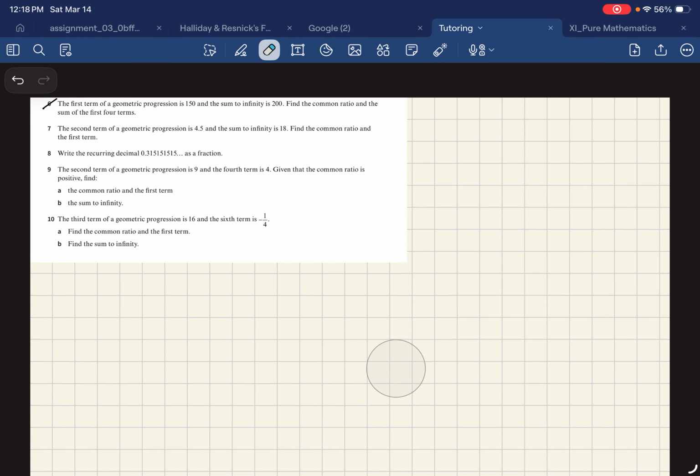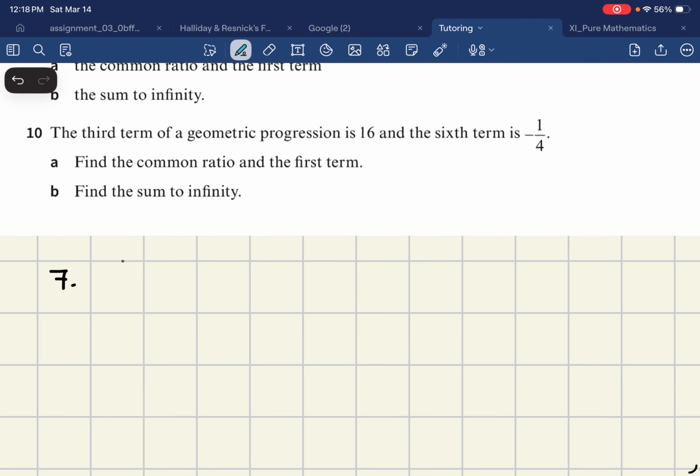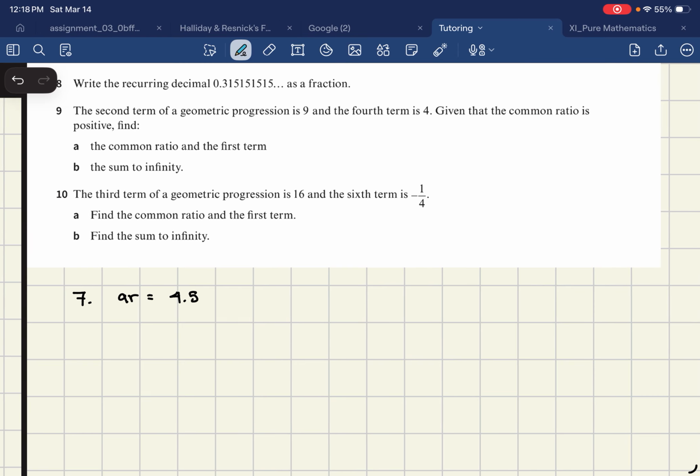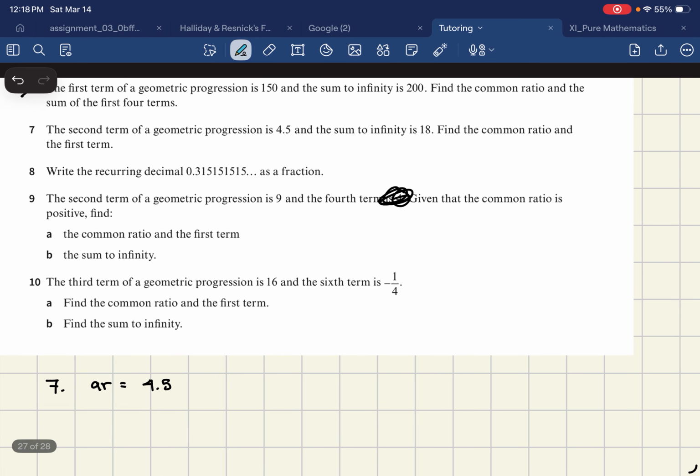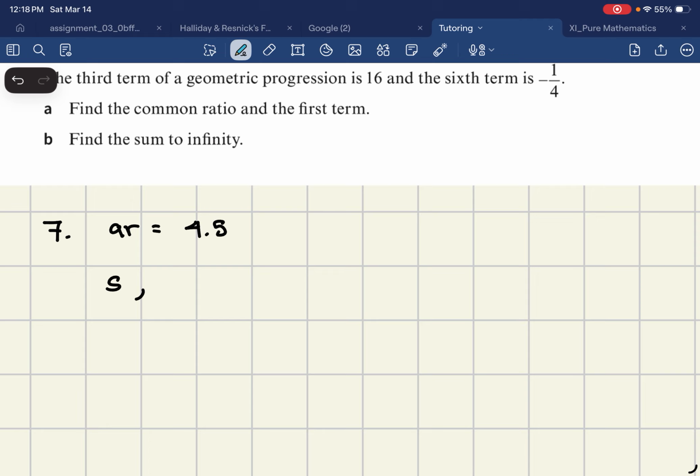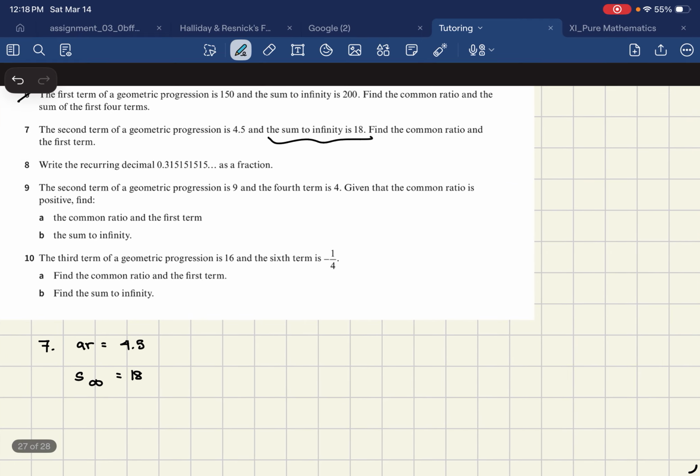Question 7. The second term of a geometric progression, which is t2, is equal to 4.5. So t2, remember, is AR. And the fourth term is 4. Sorry. Okay, I misread the question. And the sum to infinity is 18. So sum to infinity is 18. Find the common ratio and the first term.